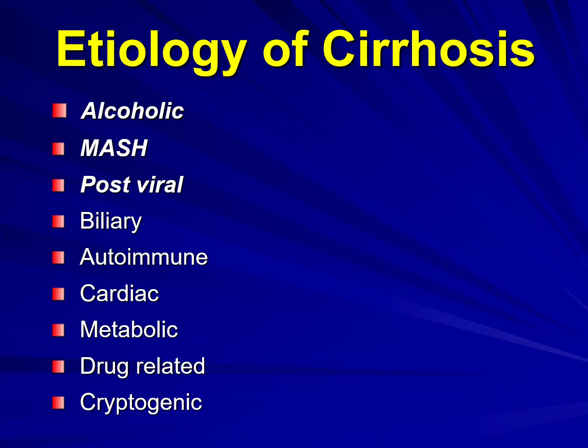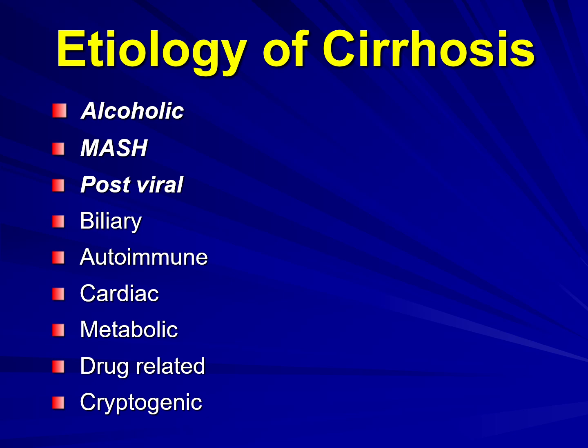So what are some common causes of cirrhosis, common etiologies of cirrhosis? The three most common ones are alcohol misuse. The second one would be MASH, metabolic dysfunction associated steatohepatitis, previously called non-alcoholic steatohepatitis. This entity is seen most commonly in patients who are obese, who are diabetic, who have the metabolic syndrome, and also post-viral, i.e. patients who have chronic hepatitis B or chronic hepatitis C.